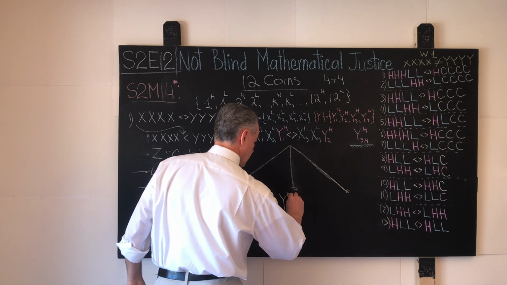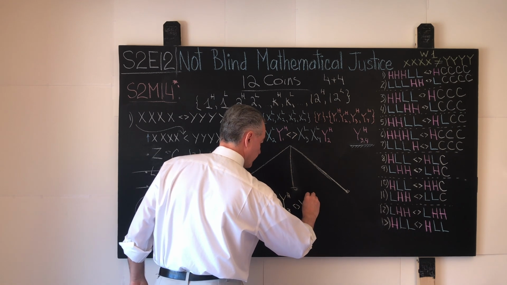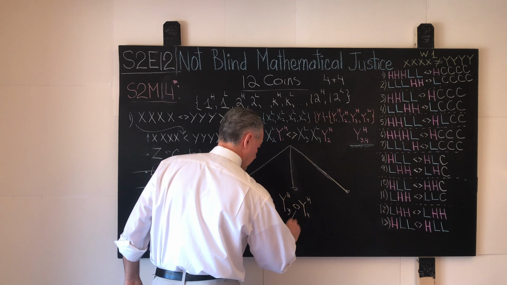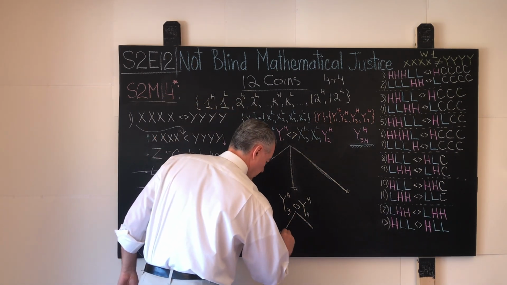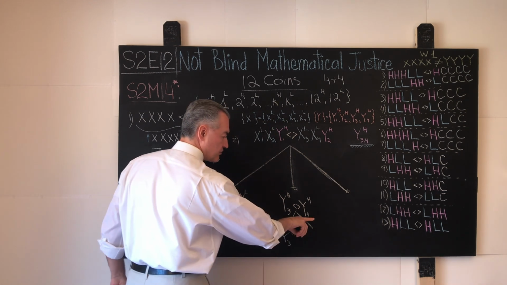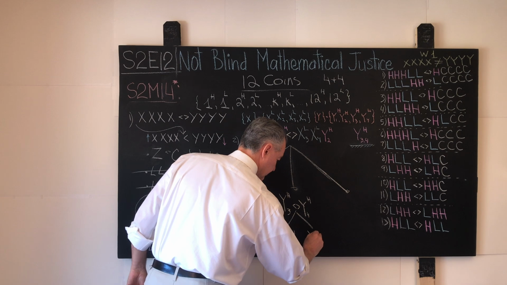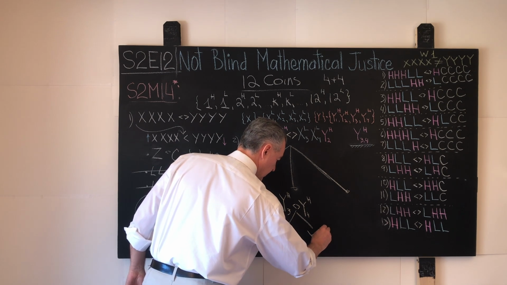Y3 heavy versus Y4 heavy. They cannot possibly balance. If the left pan goes down, then the fake coin is named Y3 and it is heavy. If the right pan goes down, then the fake coin is named Y4 and it is heavy.